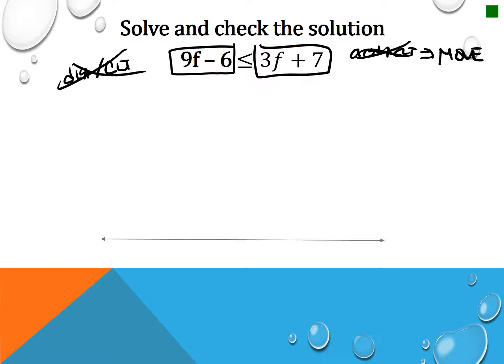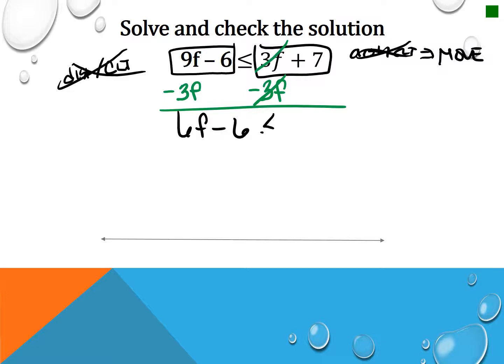I'm going to look at the right-hand side and I'm going to move the variable term. It's a positive 3f, so I'm going to move it by subtracting 3f. So I'm going to subtract 3f on both sides. Cancels over there. So now 9 minus 3 is 6f. I still have a minus 6, less than or equal to 7.